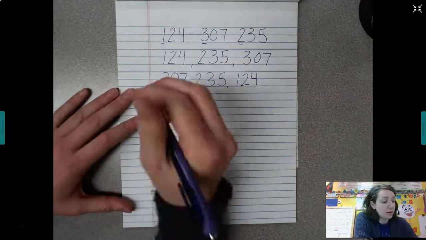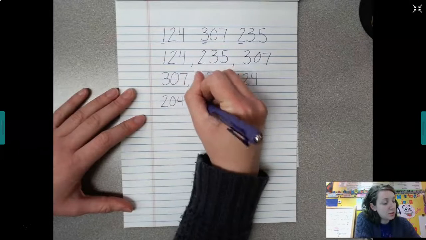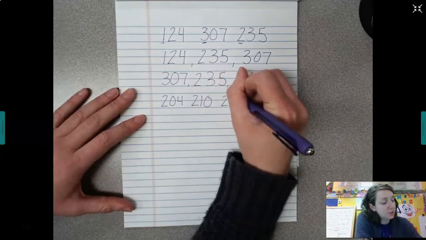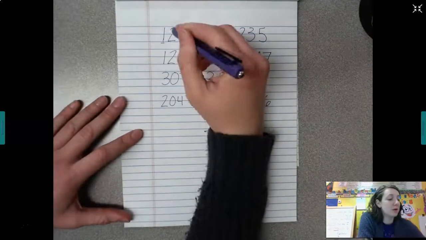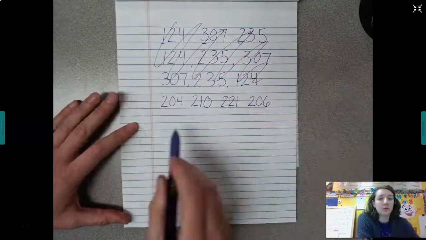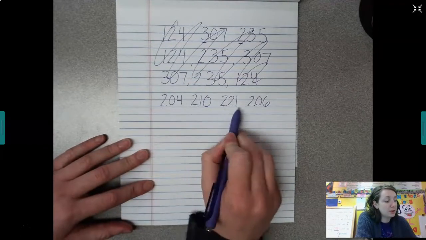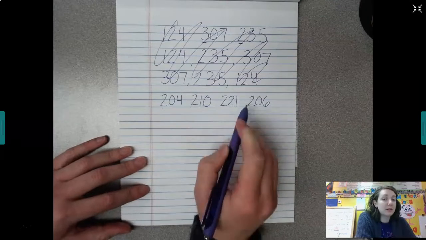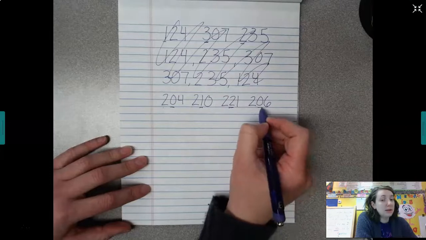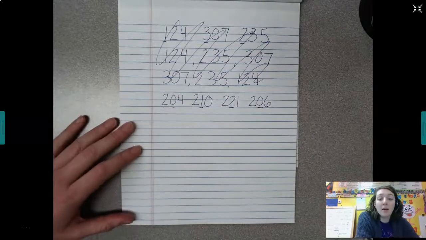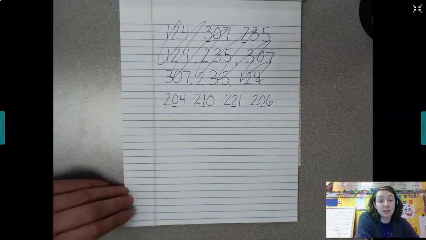Let's say you had a few more and they're closer together. Let's say you had 204, 210, 221, and 206. Let's say you want to order those numbers. This is where we're at. If I start in my hundreds place, they all have two hundreds. So I'm going to have to move over to my tens place, where I have a 0, a 1, a 2, and another 0. Okay, if I want to go from least to greatest, I'm going to have to start with the zeros, because that's the least number.